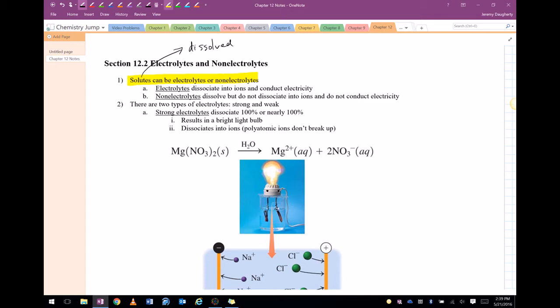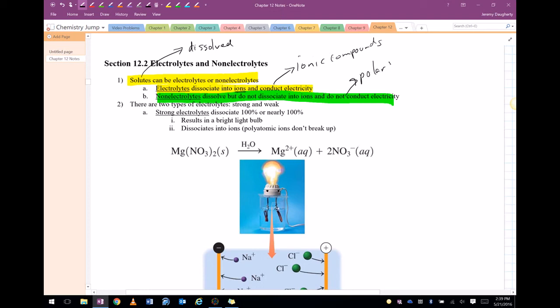So an electrolyte is something that when it dissolves, it dissociates into ions, and those ions conduct electricity. A non-electrolyte dissolves, but it does not dissociate into ions. So basically this is what you have. Electrolytes are going to be ionic compounds, okay, because when they do dissolve, they break up into ions. Non-electrolytes are going to be polar covalent compounds. Okay?